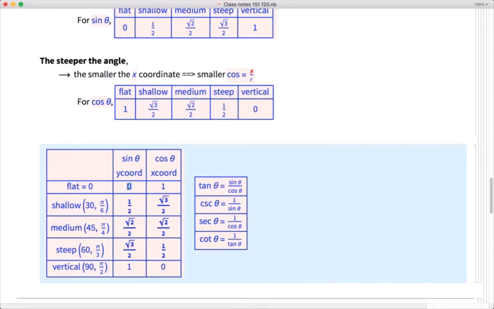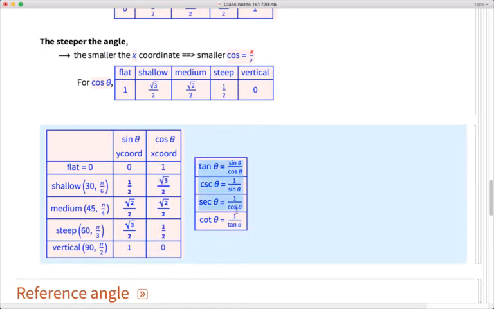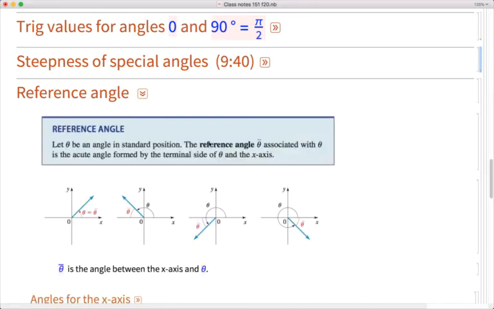Think of the angles as going from flat to vertical. Remember that the sine is connected to the y-coordinate, and when the angle is flat, the y-coordinate is 0, and the y-coordinate is getting bigger as the angle gets steeper, and vice versa for the cosine and x-coordinate. And then the other columns in the table, try to compute them like this. Okay. Not really in the text, but I will continue to refer to angles as flat, shallow, medium, steep, and vertical, so I wanted you to know what that was referring to.